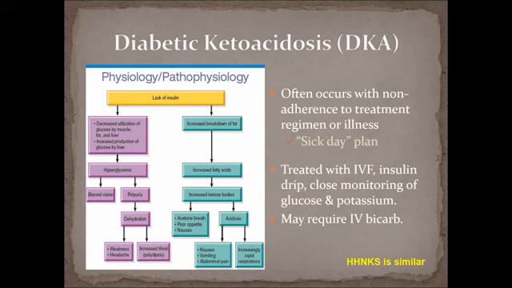Diabetic ketoacidosis and HHNKS. I'm only going to talk about these for a couple minutes. These are higher level concepts that you're going to talk about in Med-Surg 2. This often occurs because somebody is either not following the treatment plan or they have an acute illness that has caused their sugar to spike significantly. This is why your patient needs a sick day plan.